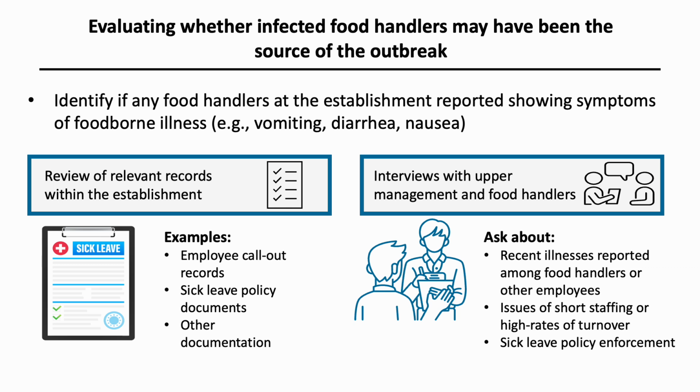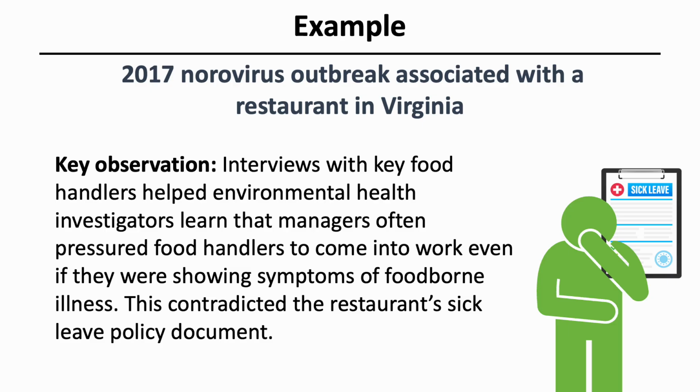Gathering information on how sick leave policies are regularly enforced is especially important because if written sick leave policies are not appropriately enforced, the establishment could be at an increased risk for norovirus outbreaks. For example, in a 2017 norovirus outbreak associated with a restaurant in Virginia, interviews with key food handlers helped environmental health investigators learn that managers often pressured food workers to come into work even if they were showing symptoms of foodborne illness, which contradicted the restaurant's sick leave policy document.